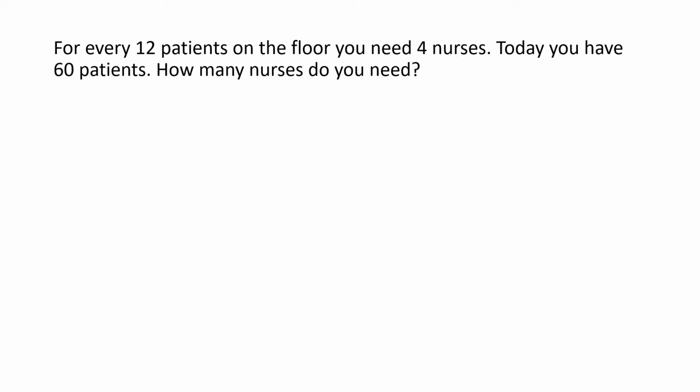Let's look at this a little more practically with a word problem. You are at, I don't know, UC Health. And for every 12 patients that you have in the hospital on the floor, you need to have 4 nurses, in case you need a crash cart or someone codes or someone falls down and goes boom. Today you have 60 patients on the floor. Y'all are busy. How many nurses are you going to need to pull out of the break room to help you with all of your patients?